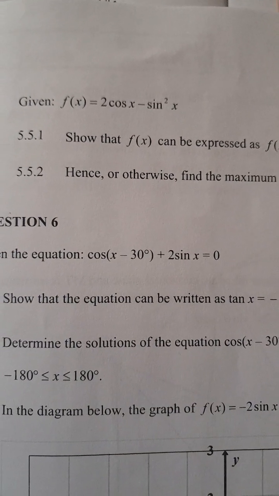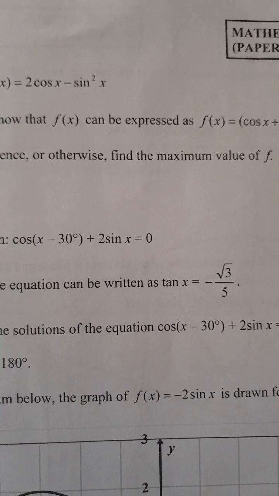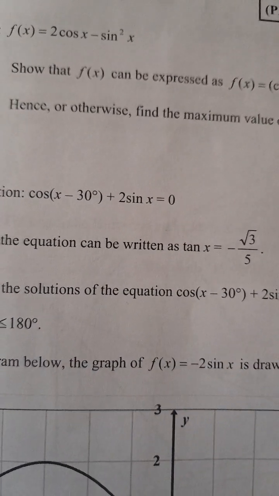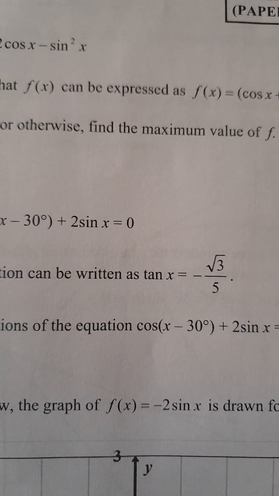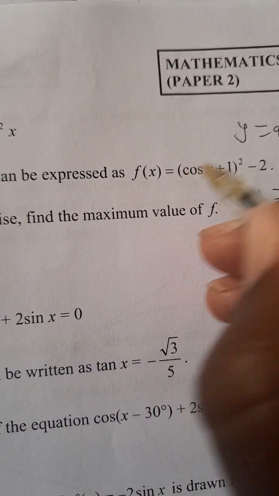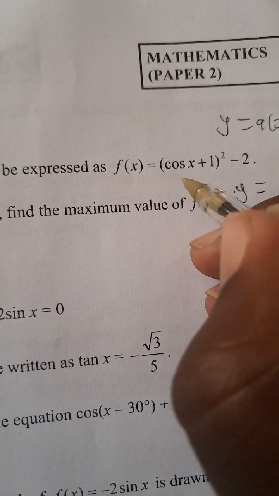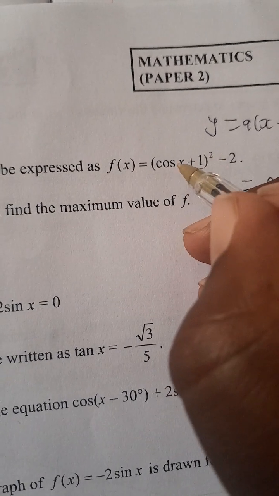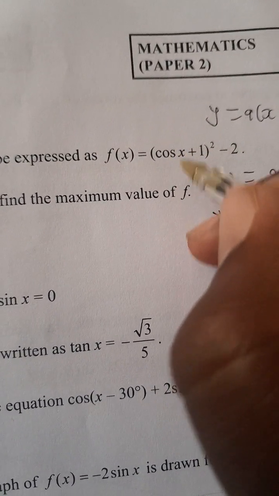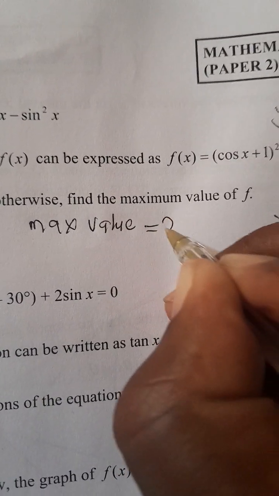5.5.1. Then let's go to 5.5.2, or hence otherwise find the maximum value of this. For the maximum value, remember the mother graph here. When you remember the mother graph of this, we have cos x here. So the maximum value will be 1 here. When you say 1 plus 1, it's going to be 2, no? Then 2 squared will be 4. 4 minus 2 will be 2.